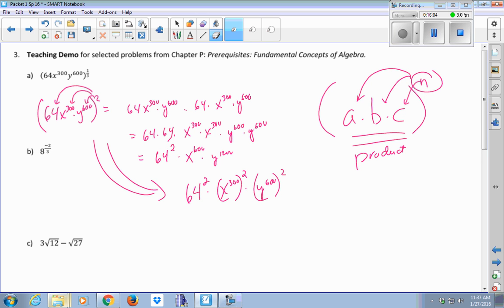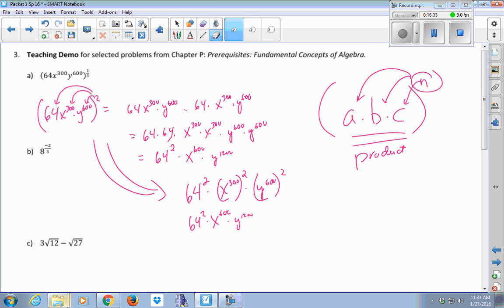Okay? And I don't know what 64 squared is, so I'm just going to leave it at 64 squared. And then this involves another property of exponents. Either do it out like this if you forget the property, but 300 plus 300 is the same as two 300s, right? So you double this exponent. When you have a power raised to another power, you multiply. So this is x to the 600. This is y to the 1200.